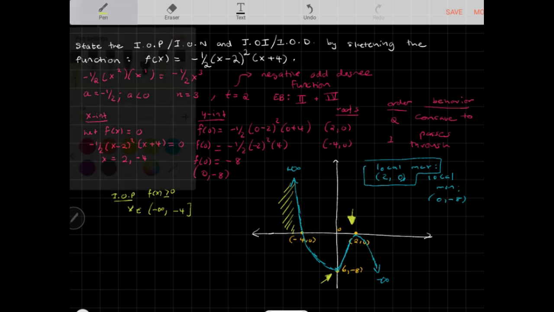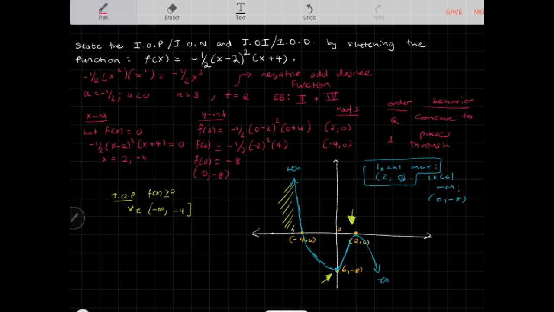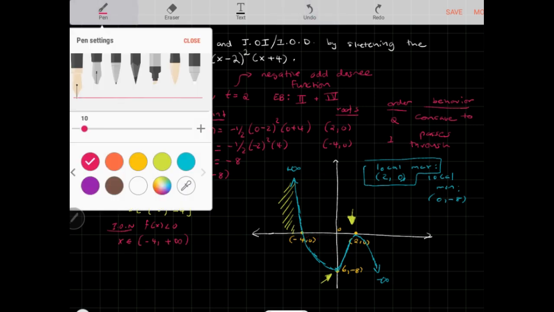For the remainder, the interval of negativity here, when f of x is less than 0, x will belong to -4 and positive infinity, not inclusive of -4. Okay, so that's the interval of positivity and the interval of negativity, which you can see out here, right? It's all of this basically, right? So we understand that. Next thing we want to look at is interval of increase, interval of decrease.